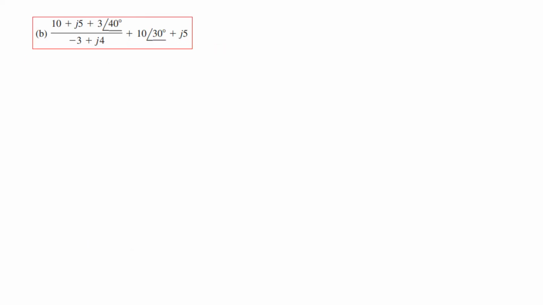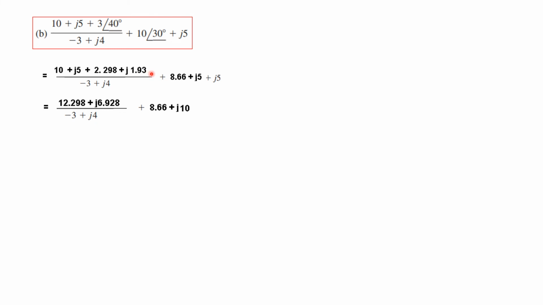Part B, similarly, you can see this is in polar form. For addition, it has to be converted into rectangular form. So we convert this into rectangular form. We also convert this into rectangular form because it has to be added with the other terms. Solving the numerator, adding the real terms and imaginary terms, we get this part. Adding these two.